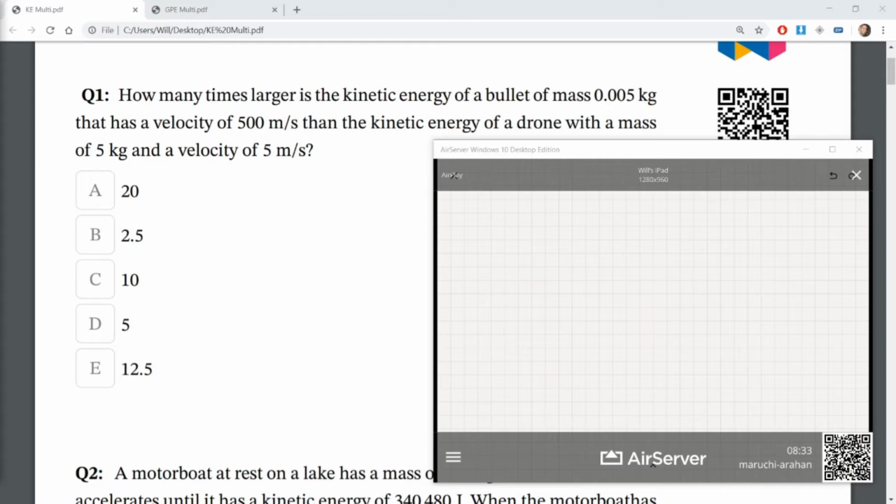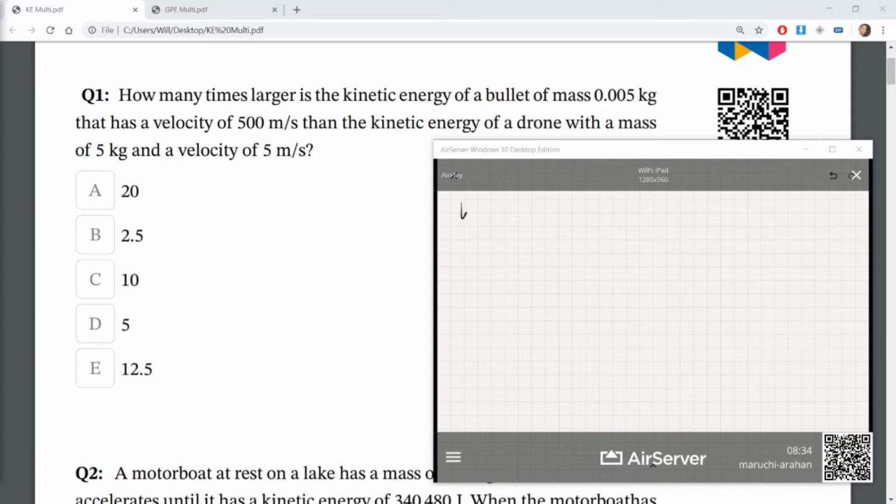Okay, so this first one, you're looking at the kinetic energies of two separate objects. So you've got this bullet and a drone. Ultimately the question is asking how many times larger is whichever of these two kinetic energies is the greater. So you've got to calculate both and then divide one by the other, or see how many times you need to multiply one to make it the other one.